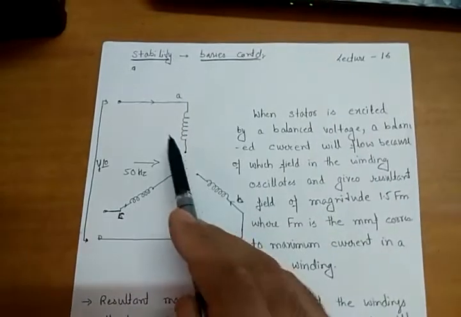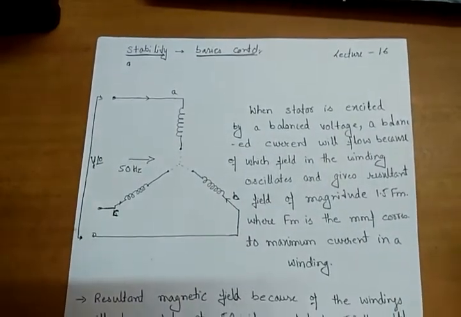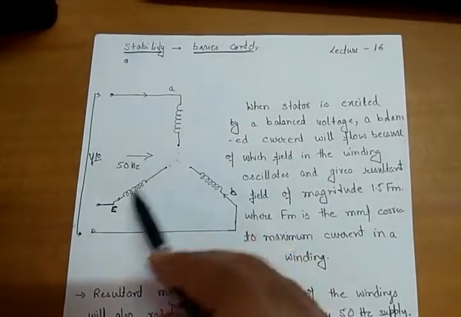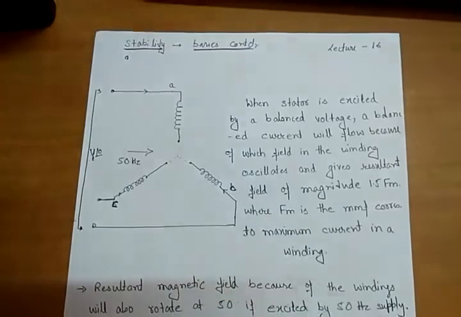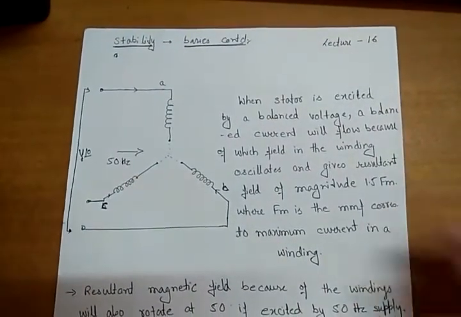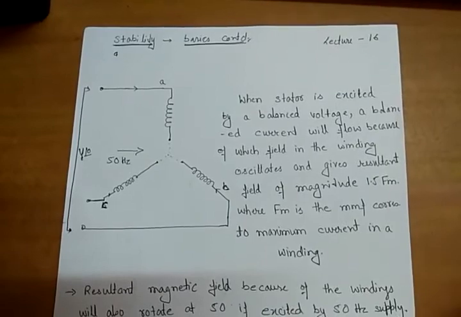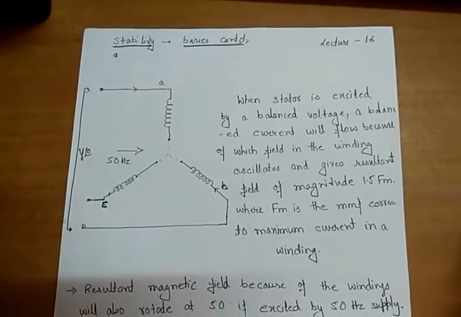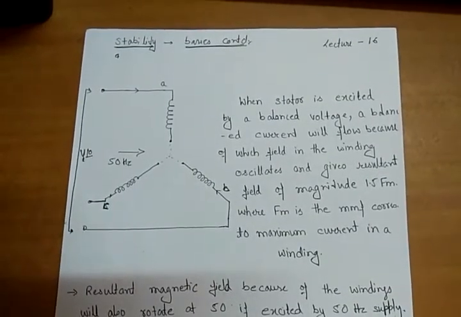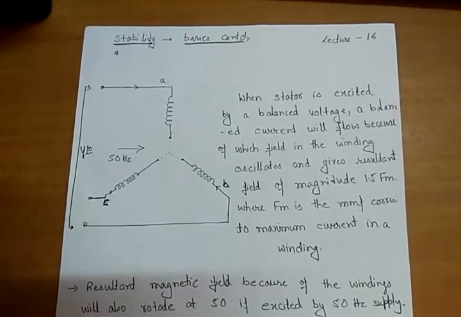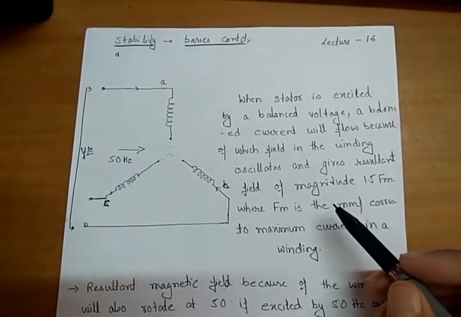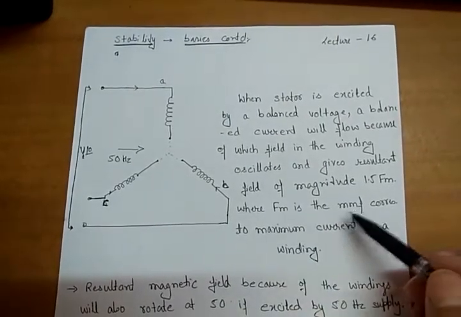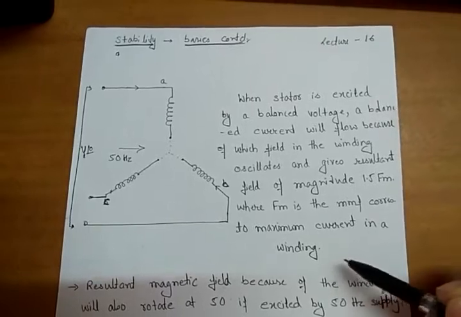when a stator is excited by a balanced voltage, because of the balanced voltage a balanced current will flow in all the phases, and because of this balanced current in all the phases, a field in the winding is produced in all the windings, and this field in the windings will oscillate corresponding to the positive and the negative half cycles of the current, and this will give a resultant field of magnitude 1.5 FM, where FM is nothing but the MMF corresponding to maximum current in a phase.